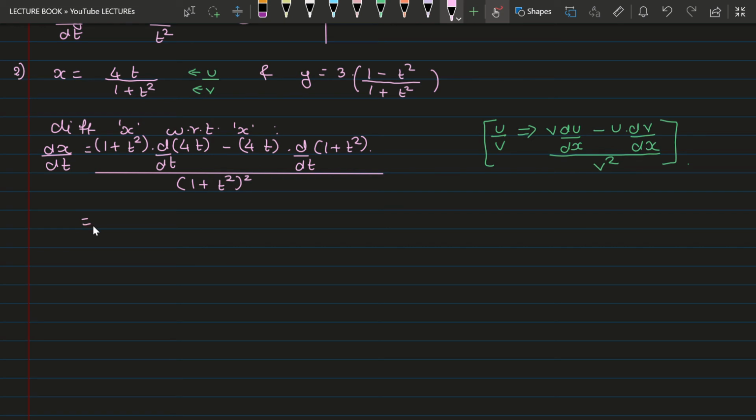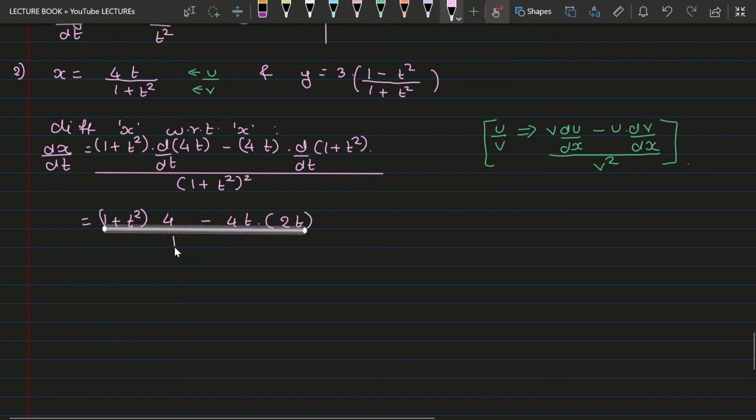So now over here, this 1 plus t square, which is outside the derivative, comes down as it is. Derivative of 4t is 4 into 1, which is 4, minus 4t multiplied by derivative of 1 plus t square, which is 0 plus 2t, which is 2t. And again, whole divided by 1 plus t square the whole square. Students, you don't need to expand the denominator, you can just leave it as it is. Automatically, it will get simplified after some steps.